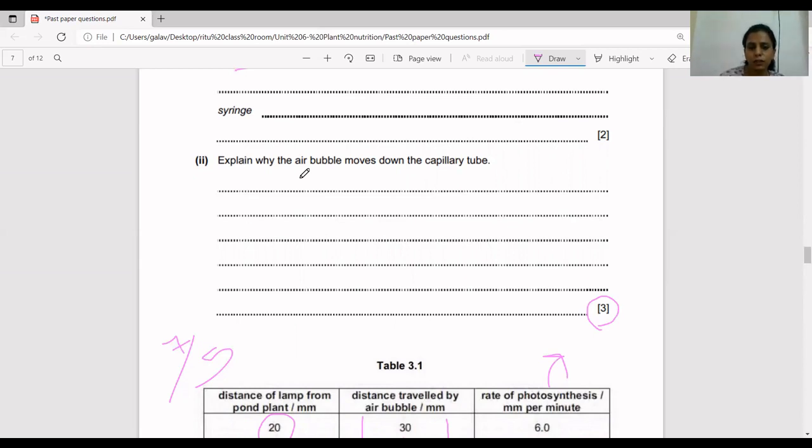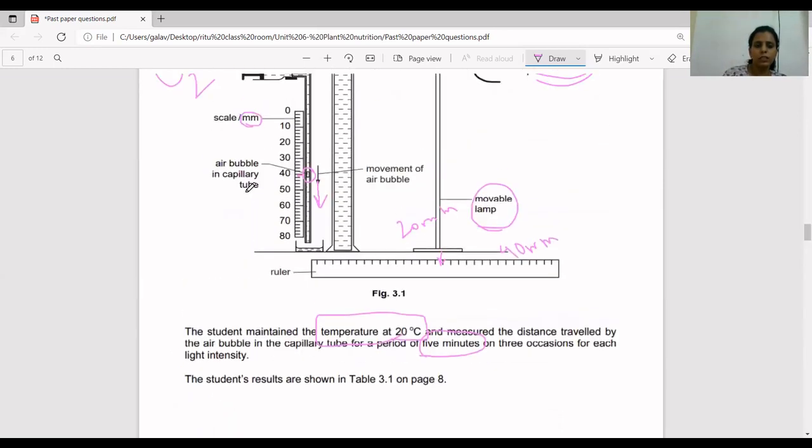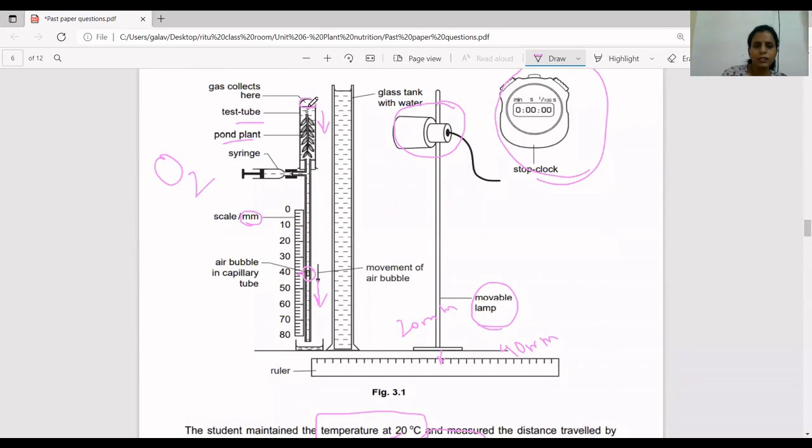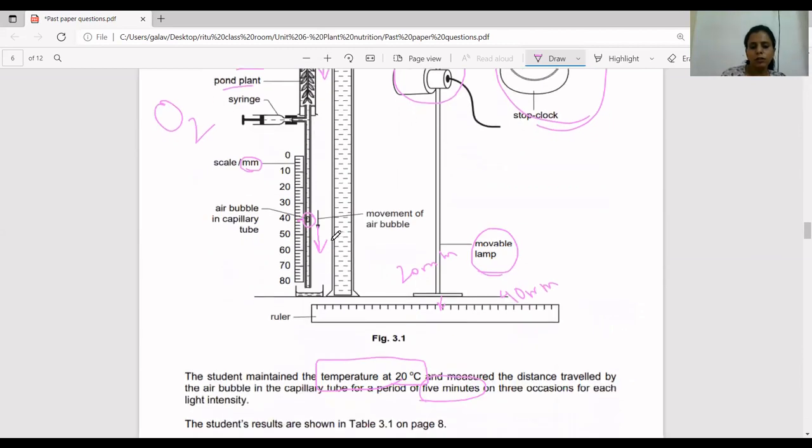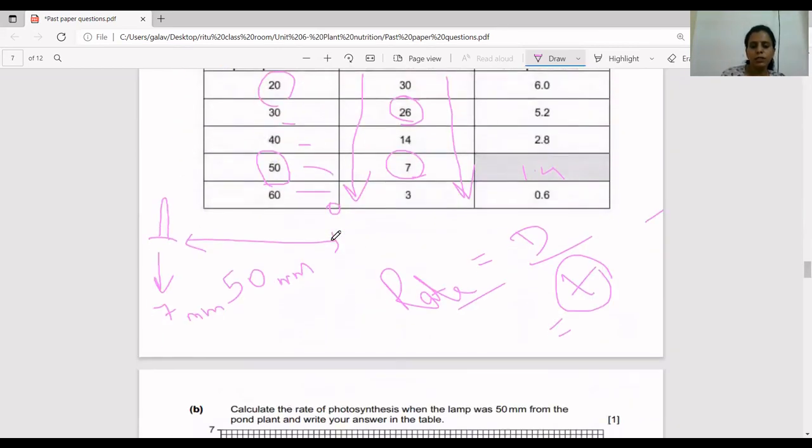This oxygen gas gets collected on the top of the tube. Okay, top of the test tube. I've explained it a little before. So oxygen gas gets collected on the top of the test tube, and as more and more oxygen gas gets collected on the top of the test tube, the water level in the test tube decreases. This excess water which is present in the test tube moves down through the capillary tube. Now as this water is moving down through the capillary tube, obviously the air bubble which is present in the capillary tube will also move down. So you will get 3 marks for writing all these points.